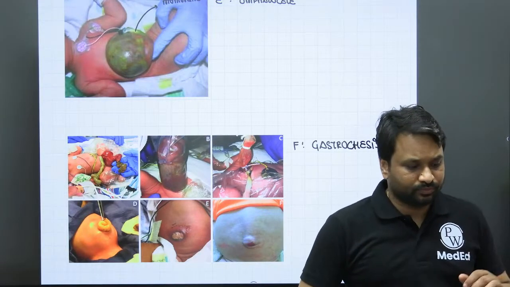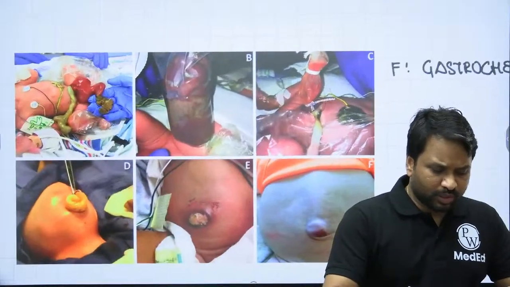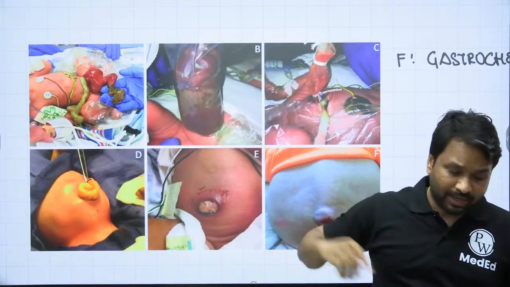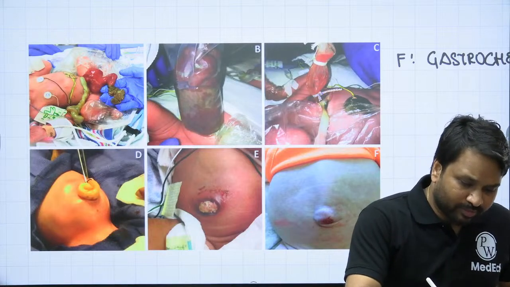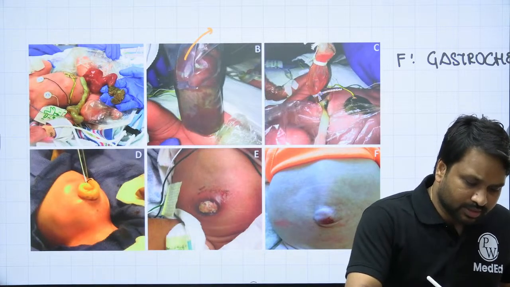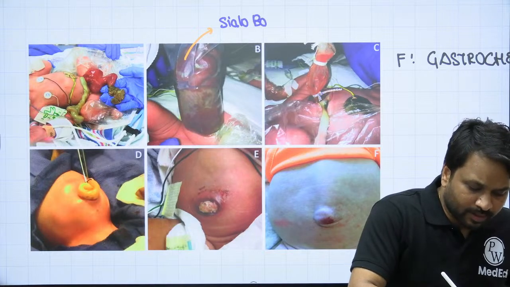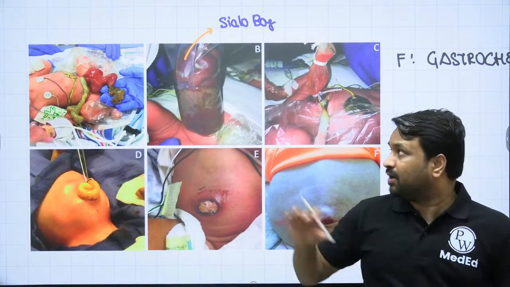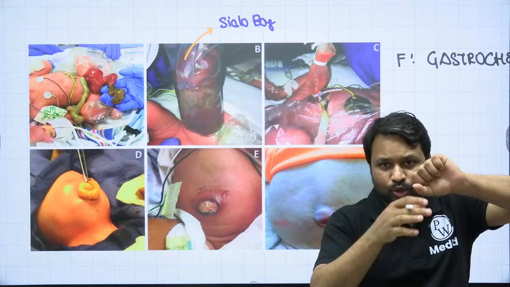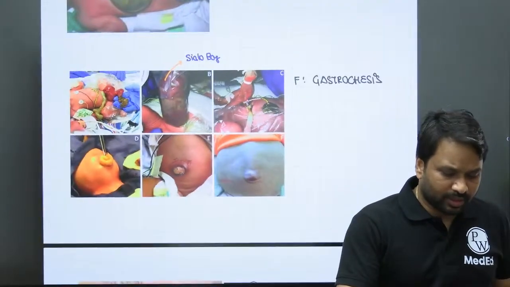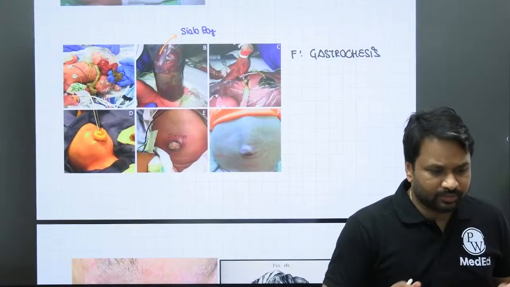Clear? Now, I've given you the whole image, how it has been reduced. Initially, the bowel is exposed, you put it in a bag. Now, this bag, I hope everybody knows it. What is this bag called? This is what we call the silo bag. Now, we fill saline in the silo bag and gently rotate it to reduce the content back into the abdomen. Okay? So, this is about your gastrocele, right?